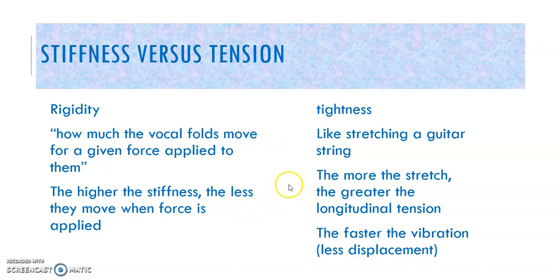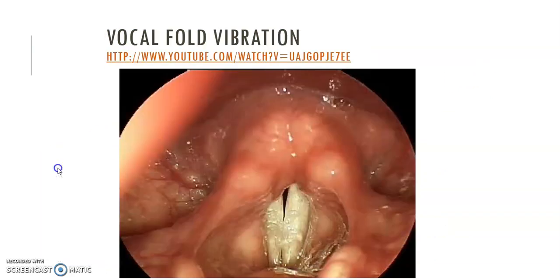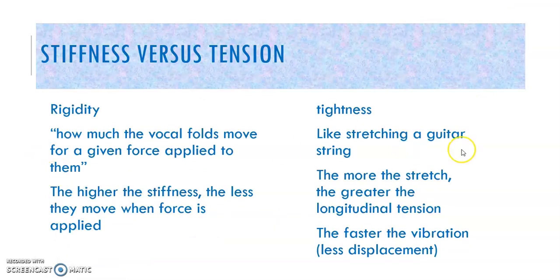Tightness is like stretching a guitar string. That's an easier metaphor to imagine, but if you pull it, it stretches. What happens when you stretch a guitar string and make it tighter? The frequency goes up, the pitch goes higher, right?